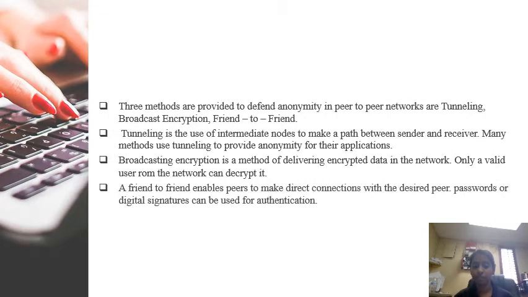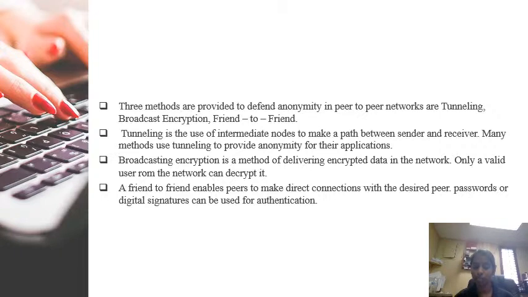There are 3 methods which have been proposed in order to defend the anonymity in peer-to-peer networks. The first one is tunneling. It makes use of intermediate nodes to make a separate path between the sender and receiver, that is, the sender peer to the targeted peer. Many methods use tunneling to provide anonymity for their applications.